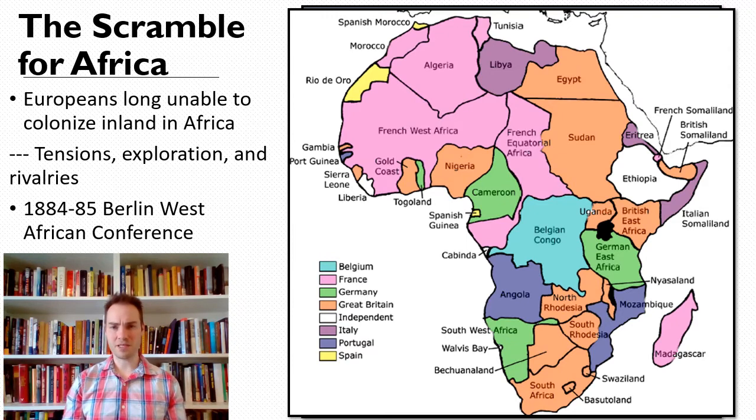So all those light purple areas become French, all those orangey areas become British, the Germans get those green areas, the Portuguese, the Italians, Spain, everybody gets a little piece. And you'll notice that everything that's left is Ethiopia, which is going to stay independent, and Liberia. But Liberia is pretty tricky.